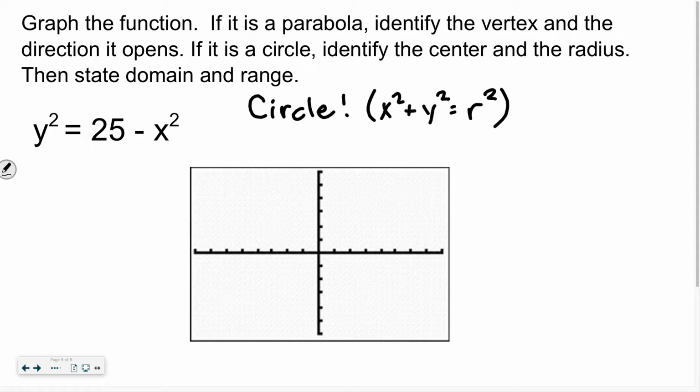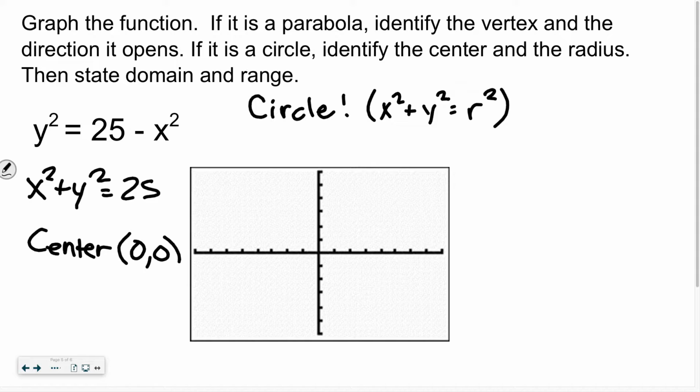So we want to add the x squared to both sides. So we have x squared plus y squared equals 25. That means our center point, our h and our k, is 0, 0. And our radius is what? 5. So remember, in the equation of the circle, this is r squared. Therefore, r is 5, the square root of that number.